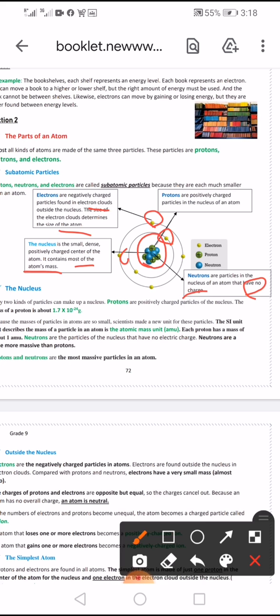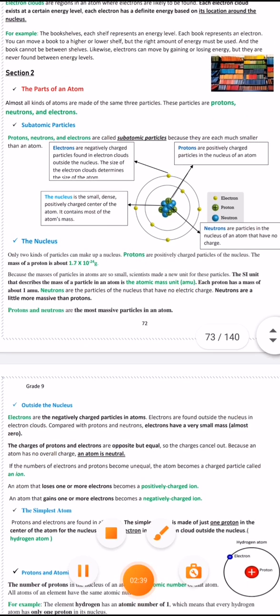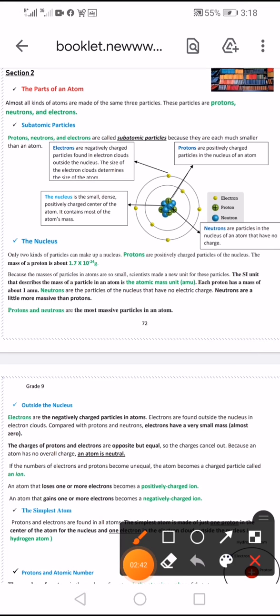So what is meant by nucleus? The nucleus is a small, dense, positive charge region present inside the atom. It contains most of the atom's mass. Only two kinds of particles can make up the nucleus. Protons, which have a positive charge, are inside the nucleus.